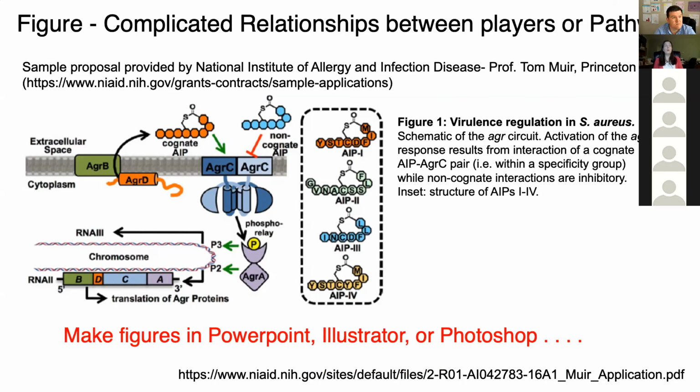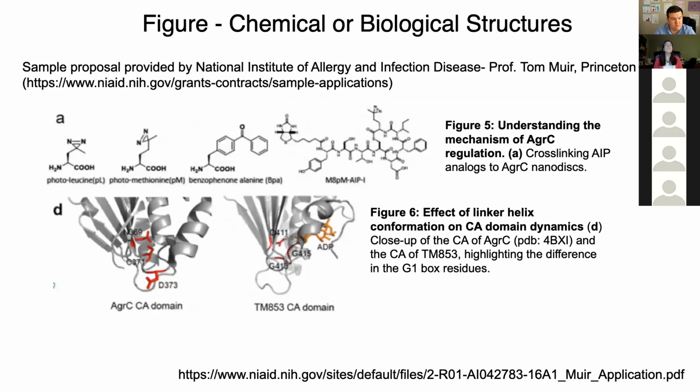Okay, so in this case, you would make one of these figures in PowerPoint or Illustrator and Photoshop, and we will give you tutorials on all of those. The second figure would be a chemical or a biological structure. So I showed two figures from that same Tom Muir proposal, where we can see that it's hard to talk about a chemical structure in text. Just use ChemDraw, and Ed will give you a nice tutorial on ChemDraw in a bit.